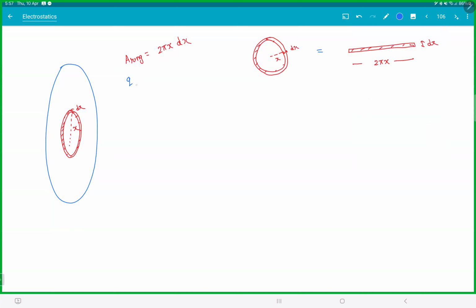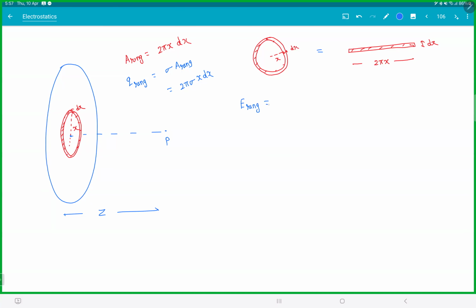Then what is the charge on the ring? Charge on the ring will be sigma into area of the ring, which is 2 pi sigma x dx. Now, due to this ring, you're trying to find the field here, and this is z. So we are using the field on the axial line formula.